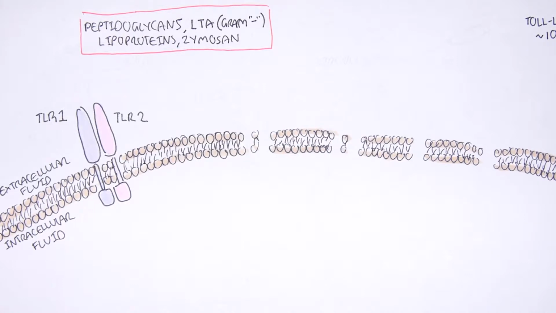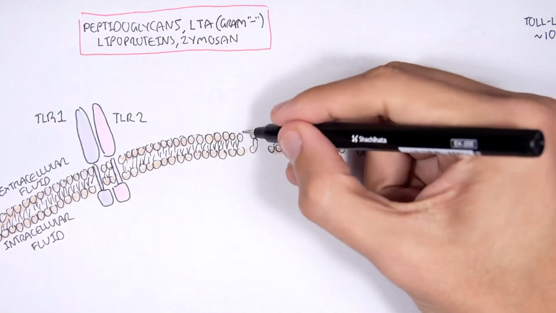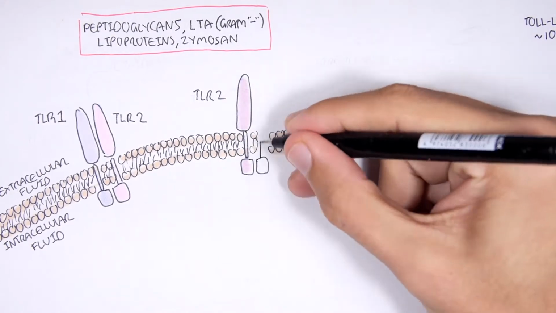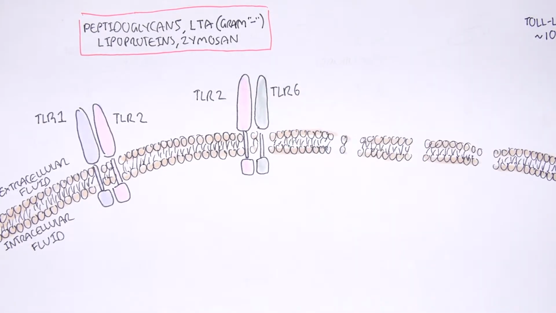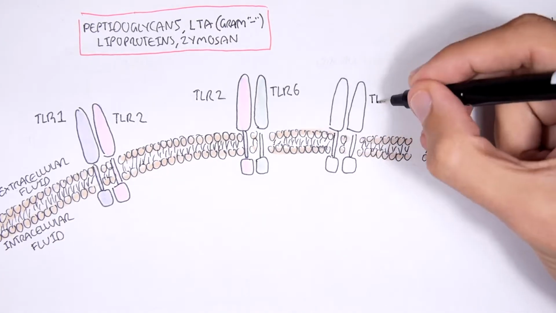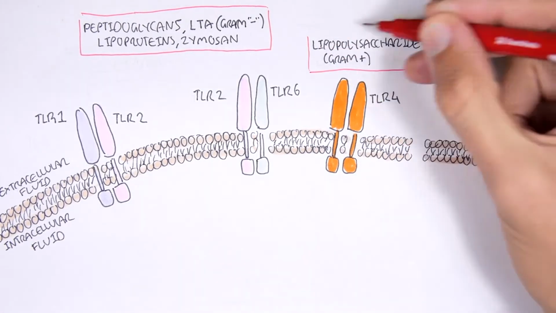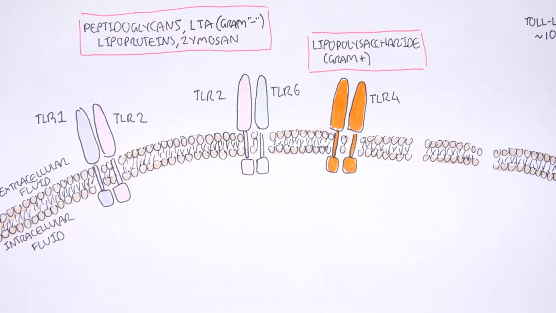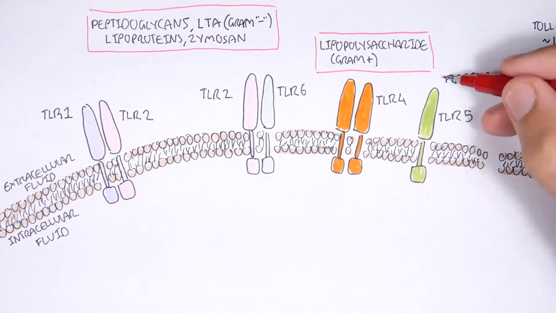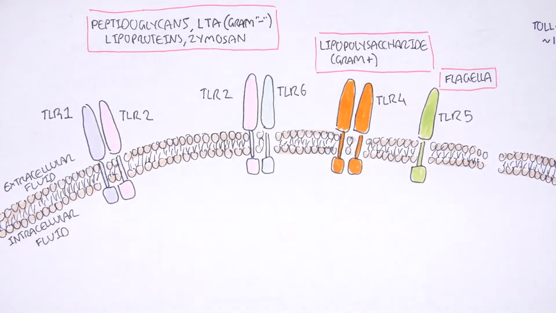Toll-like receptor 2 can also form a dimer with toll-like receptor 6 when they recognize a foreign component as well, such as peptidoglycans and lipoproteins. Now, toll-like receptor 4 recognizes lipopolysaccharides of gram-positive bacteria. And when toll-like receptor 4 recognizes this, it will form a dimer with another toll-like receptor 4. Toll-like receptor 5 recognizes flagella. Notice that toll-like receptor 5 does not form a dimer.